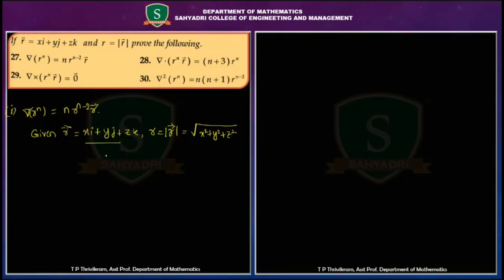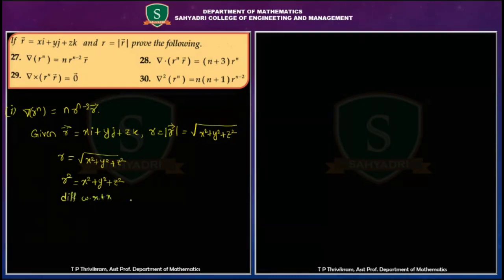Before going to prove that, first we need to do some basic notations. Let us see what we are going to do. Here I am taking R is equal to root of x square plus y square plus z square, which implies R square is x square plus y square plus z square. If you differentiate with respect to x on both sides, you get 2R dou R by dou x.